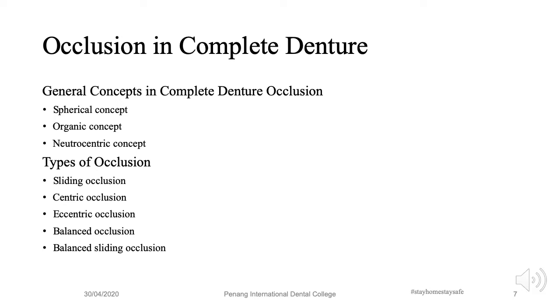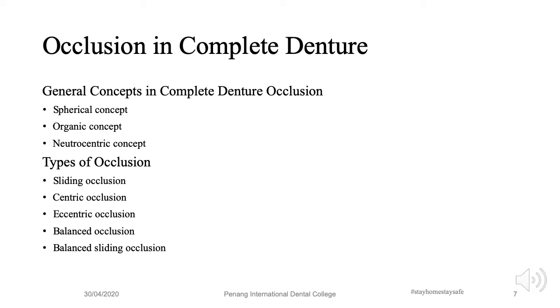Okay. Now types of occlusion. Sliding occlusion is nothing but when you protrude your mandible, you see the sliding which happens in the teeth; the teeth slowly glide out. That's the gliding which takes place while there is an occlusion. Centric occlusion we spoke about. Eccentric occlusion is any kind of occlusion where the mandible is not in centric. If the mandible is not in centric, any occlusion taking place is called eccentric occlusion. Balanced occlusion and balanced sliding occlusion we will talk about a little later, because we will talk much more about what is balanced occlusion.